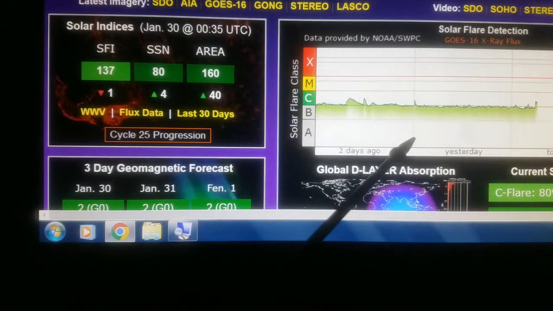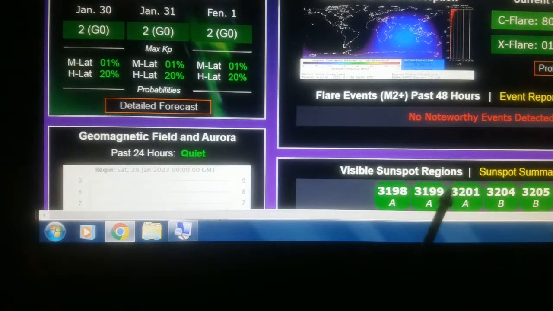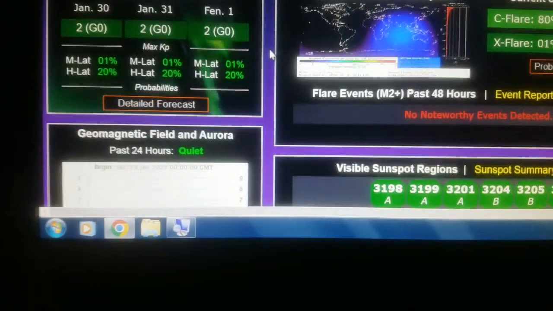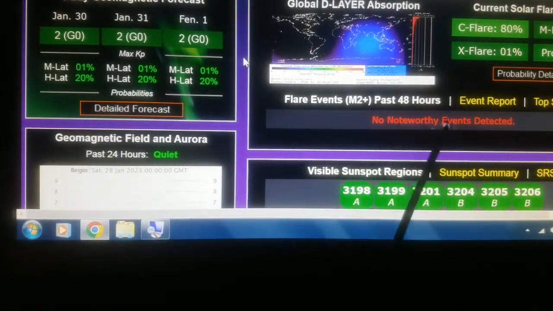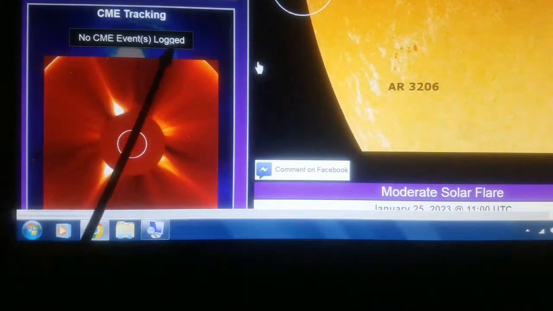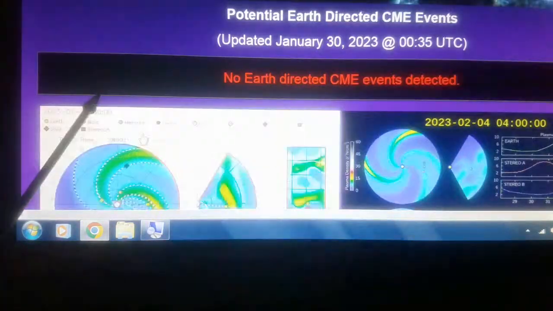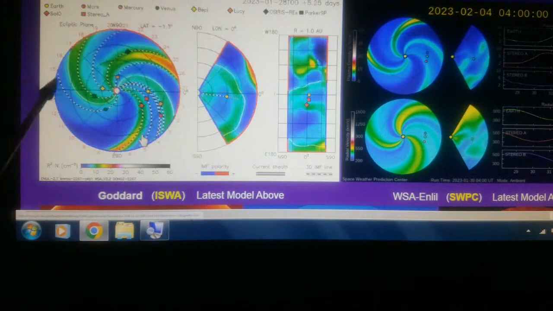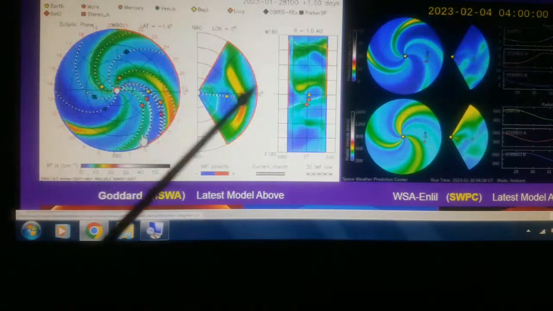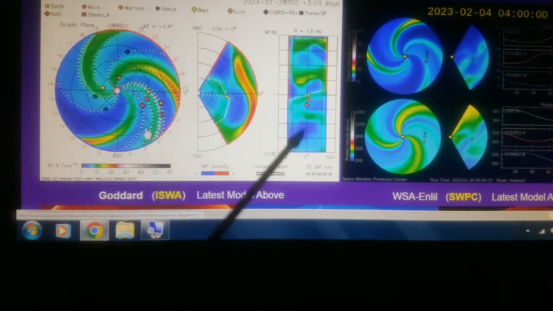So, enough of that. As we continue down, I want you just to take note. They report no noteworthy events detected. Okay, I take it that those two CMEs are just not noteworthy. We come over to here. This says no CME events logged. So we can't even find out what direction they're going in because there's nothing on the tracker. Here's the tracker. It's showing no CME at all. So I guess this thing needs to update, and it's no good until it's updated.